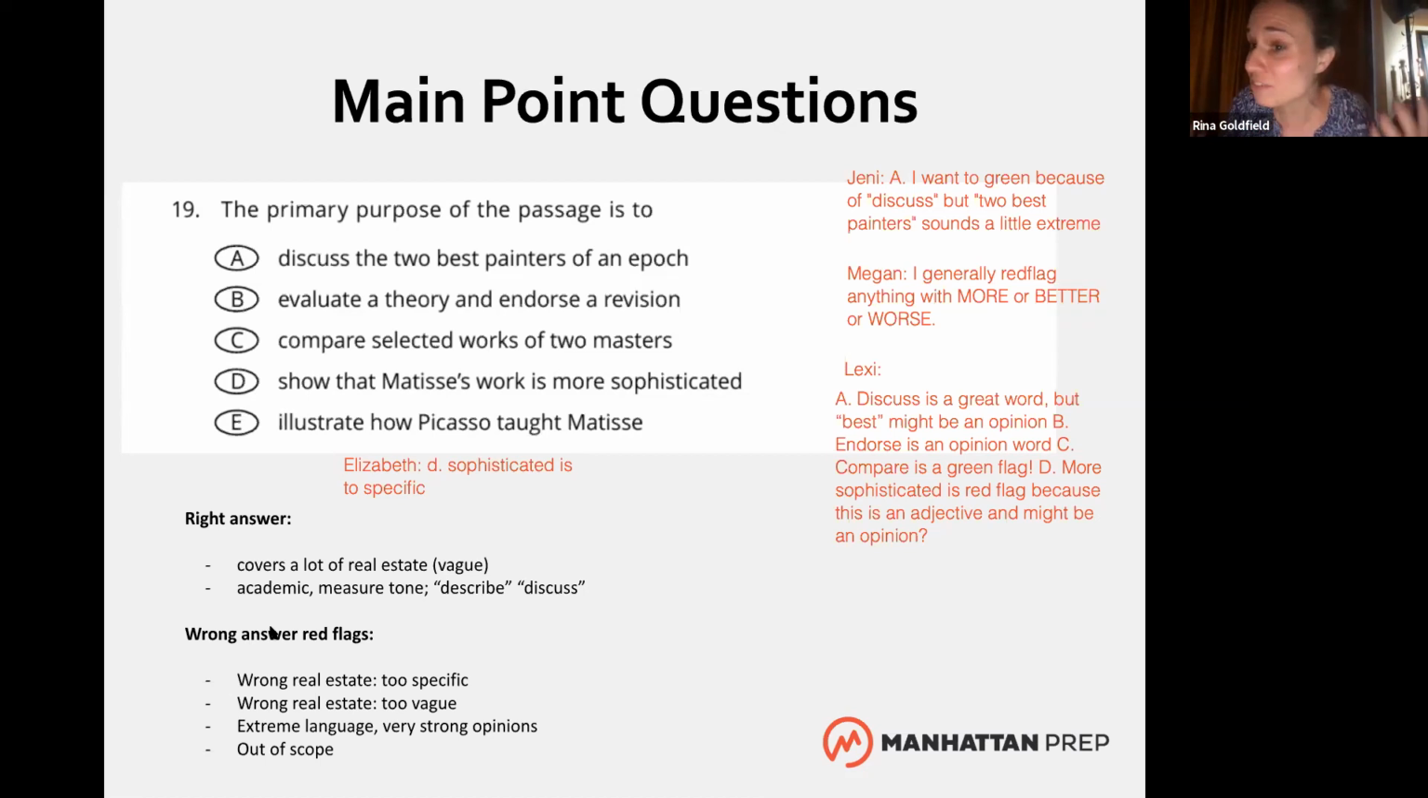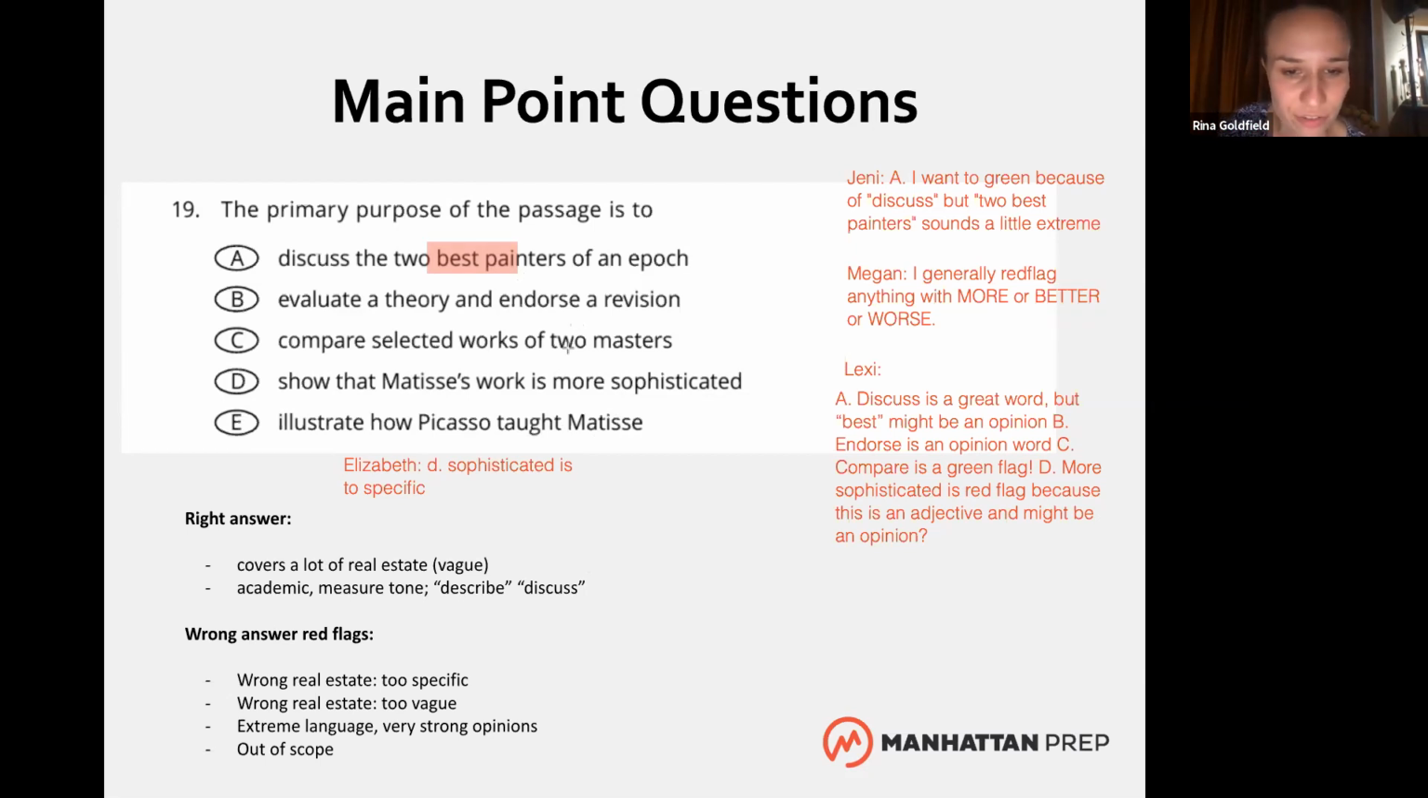So on the one hand, we have our nice word discuss, but then we get this idea of the two best painters. Sounds a little extreme. So great work continuing to read on past our green flag word of discuss. Anytime we see the word best, we want to be a little bit skeptical of that. Megan made a great general point, right? If I see words like more, better, or worse, we're making a comparison here. Let's make sure it's warranted.